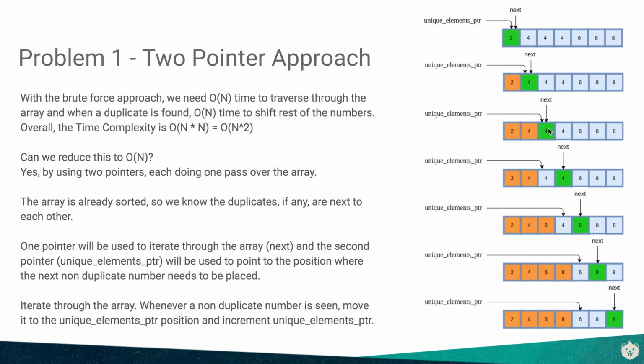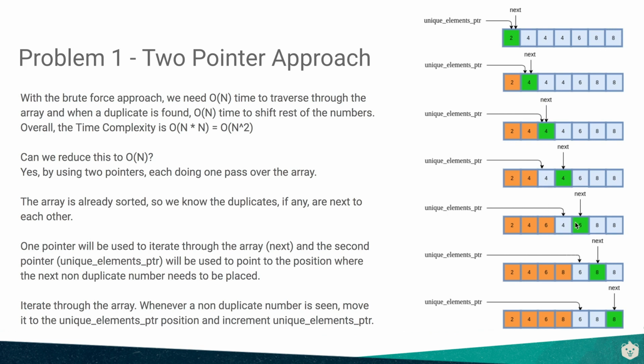So now when the next got here, we compare the value at the next pointer, which is 4, to the unique element pointer minus 1, which is 4 as well. So now we see a duplicate here, right? So we don't do a swap, we don't increment the unique elements pointer, we keep it here and move the next. So the next goes here, it sees that the value 4 is the same as unique element pointer minus 1, so it's a duplicate, so there's no swapping required. So the next will move, but the unique element pointer will remain here.